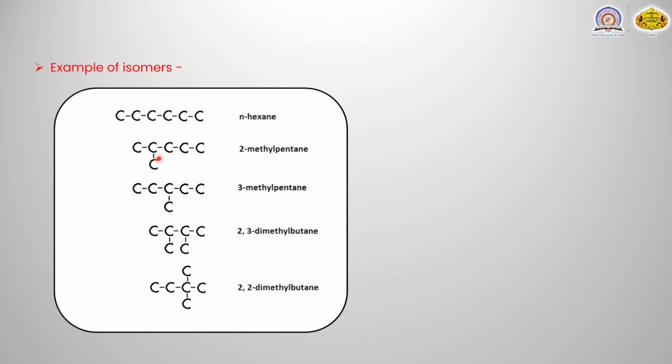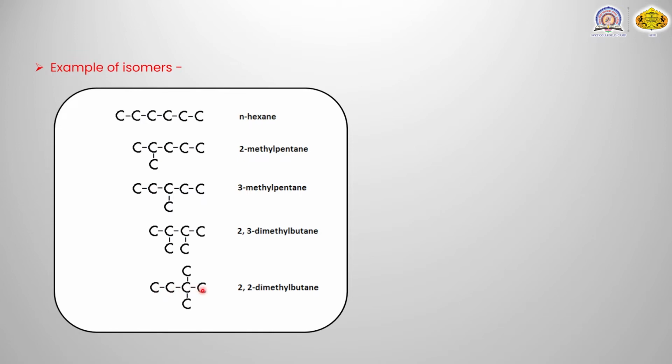In the above case, the carbon which is branched from the main parent chain is at the second position. In the third case, the parent chain has 5 carbons and the one carbon is at the 3 position. Similarly, in the case of 2,3-dimethylbutane, the parent chain has 4 carbons and 2 carbons are branched to that parent chain. In a similar manner, there are 6 carbons in this structure.